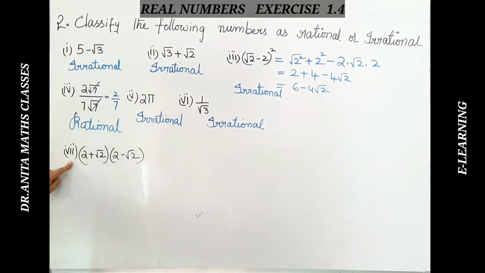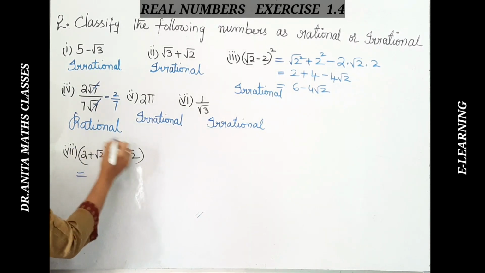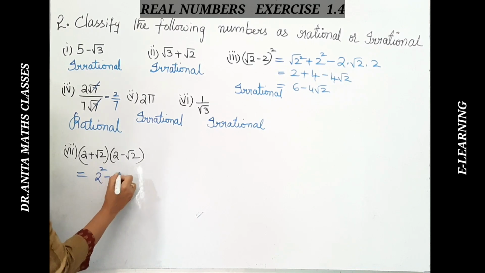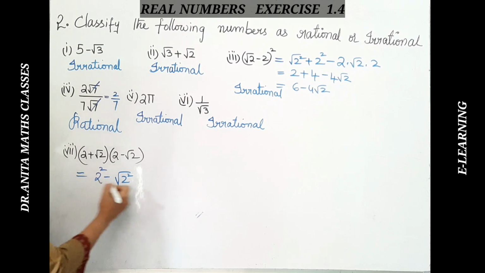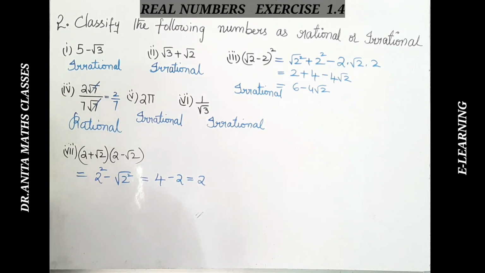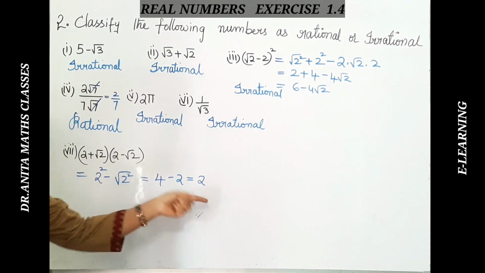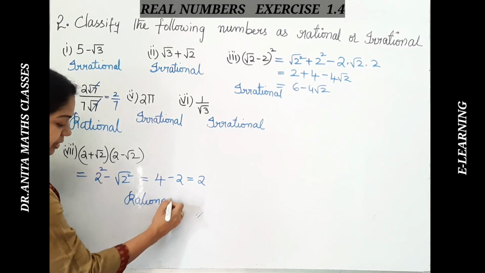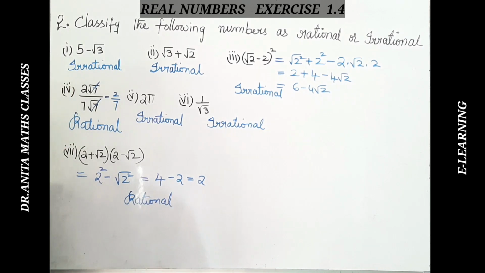Now moving on to the seventh one, 2 plus root 2 and 2 minus root 2. Here we can do simplification if we cannot justify. So a plus b, a minus b: a square is 2 square minus b square, which is minus 2. That comes to 4 minus 2, which is just 2. So when you do the product, you get 2, and 2 is really a rational number. That is 2 upon 1, we can write it in p by q form. So this is rational. Like this, using the operations of real numbers, you can classify whether the number is irrational or rational.